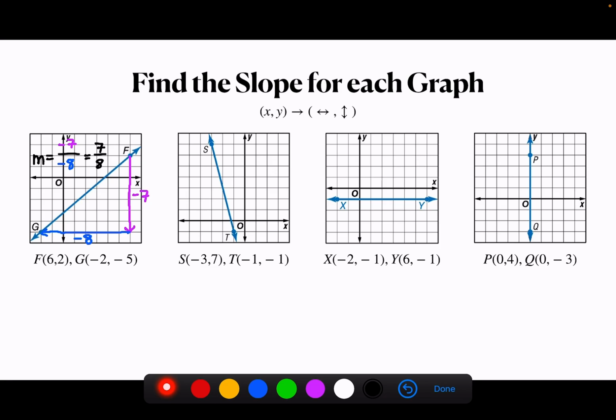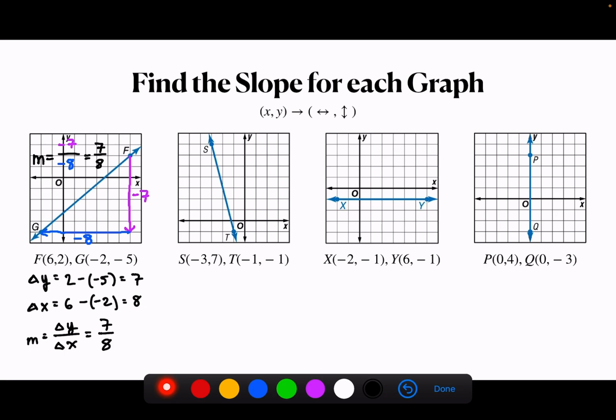Now, let's find this algebraically like we did before. Let's say we want to find the change in y, which would be 2 minus negative 5. This is going to give us a positive 7. Let's find the change in x, which is going to be 6 minus negative 2. This is going to give us an 8. And so our slope, we said, was the change in y all over the change in x, which is just going to give us 7 over 8.